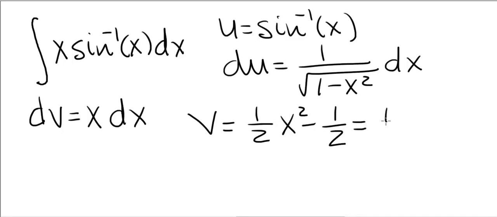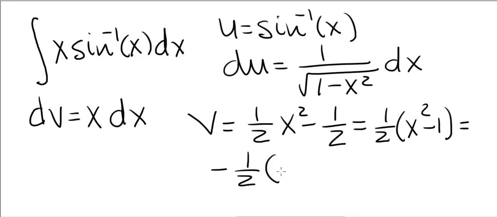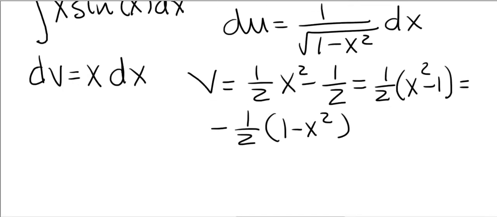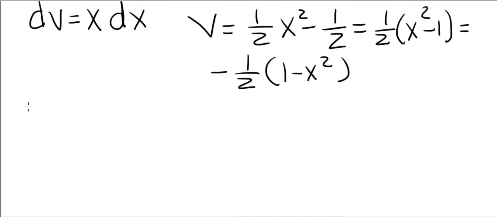So factoring 1/2 out, this is 1/2 times x squared minus 1, and we can also write it in the form minus 1/2 times 1 minus x squared, which will again help us in evaluating the integral in integration by parts. So let's go back to the original integral.